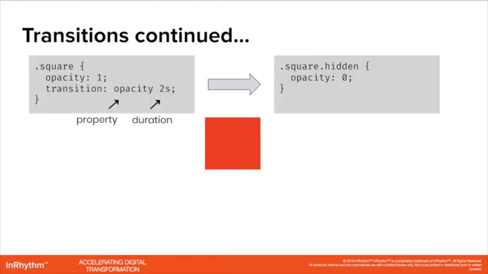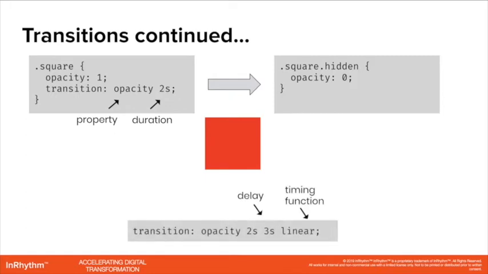Let's take a look at a simple example. Here we have a square with a transition rule on it. The transition says that any changes in opacity should span 2 seconds. You'll notice here that we're only specifying the property name and duration. If we wanted to change the delay or timing function, we can simply tack them on after the duration like so. Now that we're all set up, when the square's opacity changes, it will fade out over 2 seconds rather than suddenly disappearing.